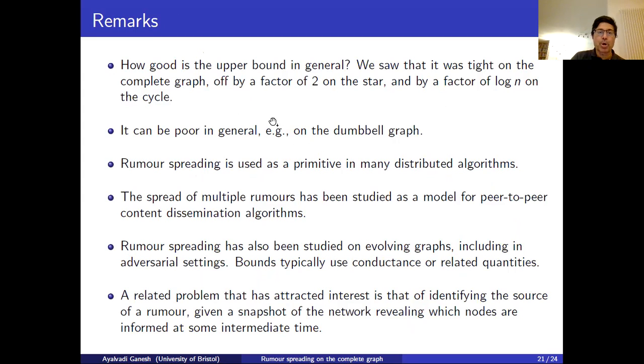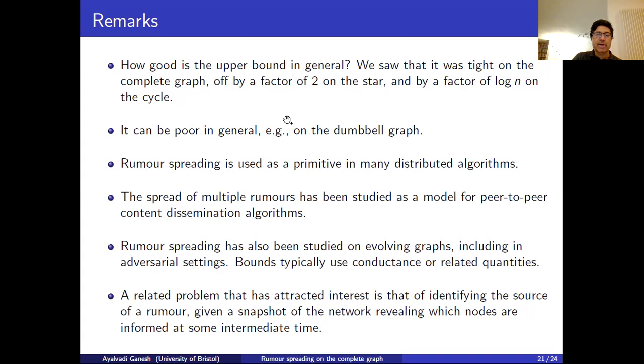So I'll end with a few comments. So how good is the upper bound in general? Is this useful for general graphs? We saw some examples. It's tight on the complete graph, not too bad on the star, a bit worse on the cycle. It turns out it's similarly worse on lattices. It's off by a factor of log n. You may say log n is not too bad. That's a price you're willing to pay. It could end up being even much worse.